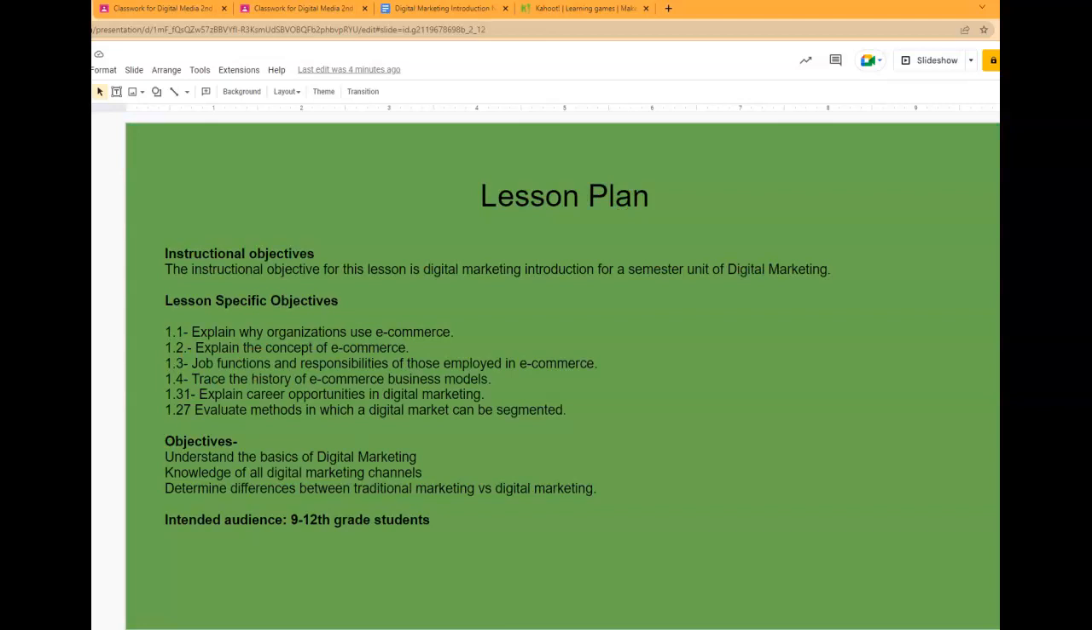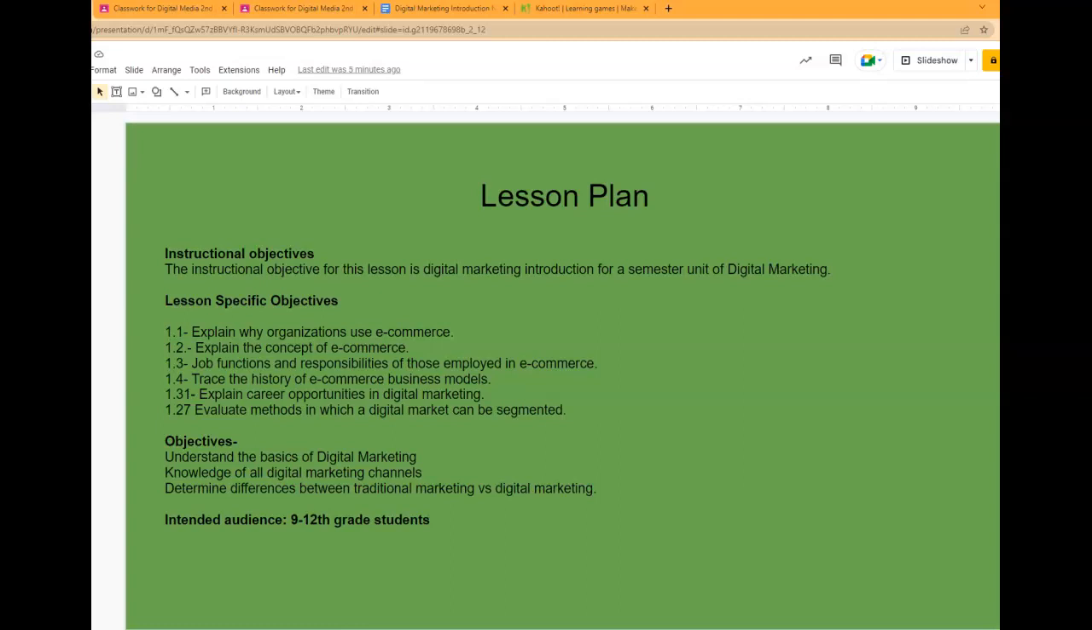The instructional objectives for my lesson is Digital Marketing Introduction for a semester unit of digital marketing. The lesson specifics are: explain why organizations use e-commerce, explain the concept of e-commerce, job functions and responsibilities for those employed in e-commerce, trade and history of e-commerce, explain career opportunities in digital marketing, as well as evaluate methods in which data can be segmented.